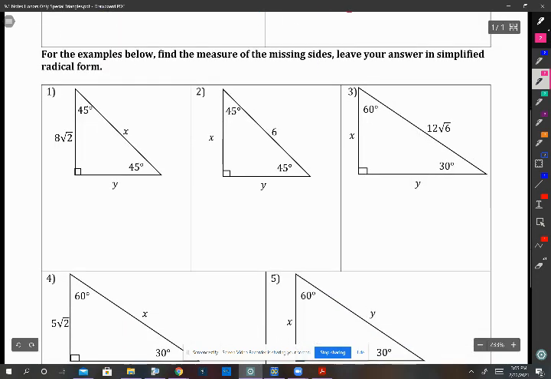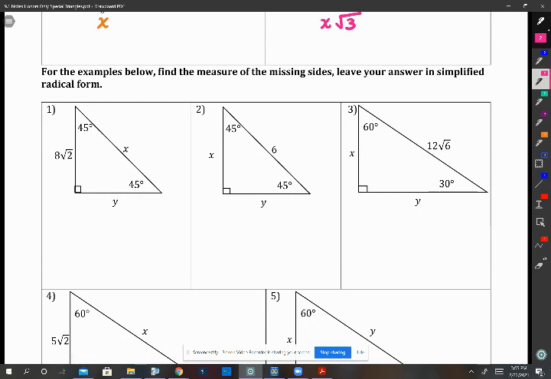So when I look at example 1, the first thing I notice is that it's a 45, 45, which means the two side lengths, so this length here and this length here, have to be equal to each other. So I know that y is going to be 8 root 2 because it has to be the same length as the other leg that makes the right angle.